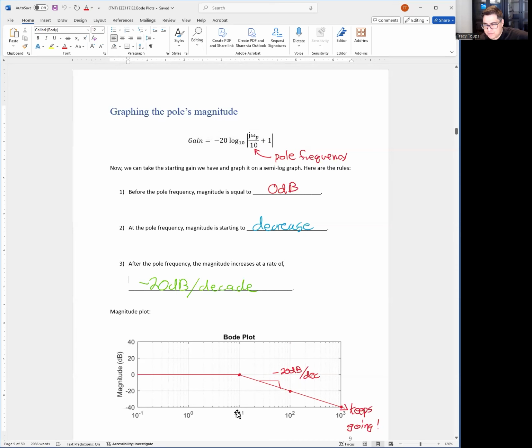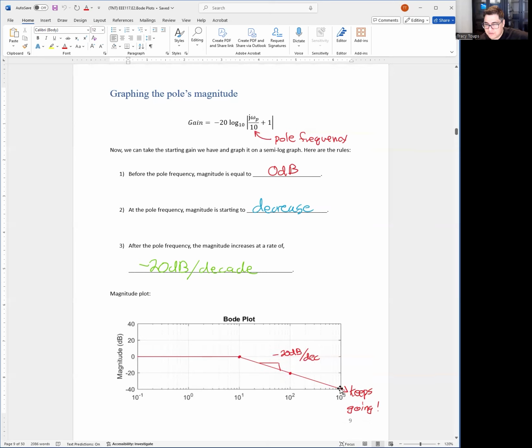And every time we go from 10, we're going to go to the next decade, which is 100. We're going to put a point right here. It's going to be negative 20. So negative 20 at 100. And that slope going down is negative 20 dB per decade. And it's going to keep doing it forever. It's never going to stop.